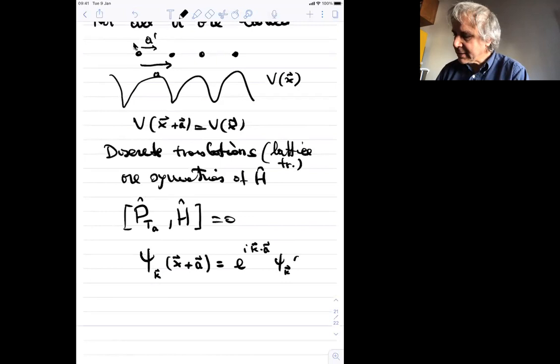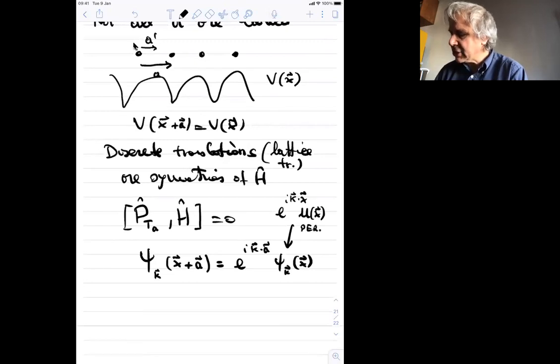psi of x, because you remember that the psi of x can be written as a plane wave part times a periodic part. So the periodic part, if you change x into x plus A, doesn't change. For the plane wave part, you get this factor here. These are indeed somehow the eigenfunctions of the translation operator.